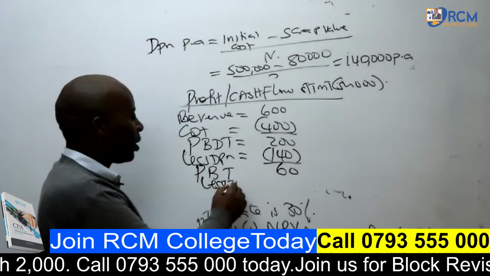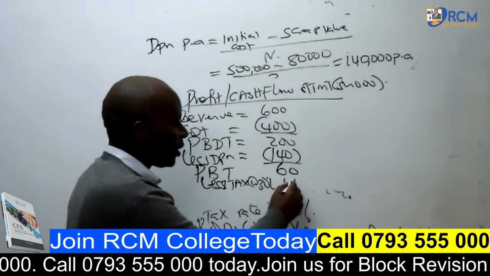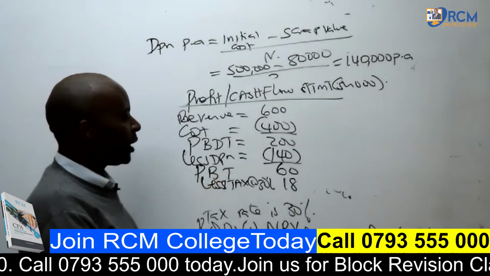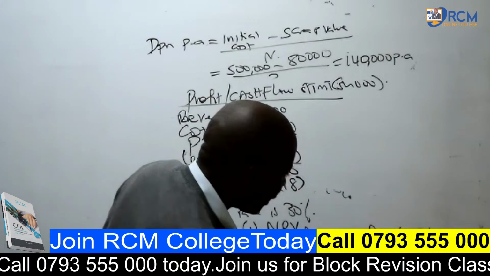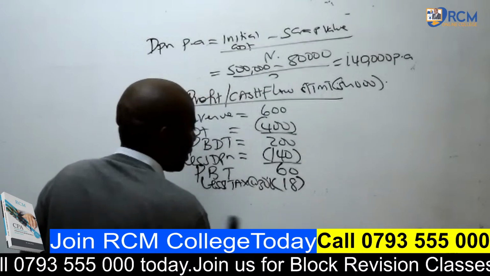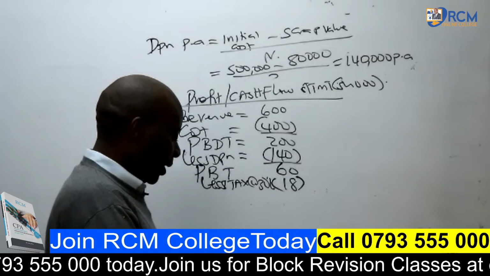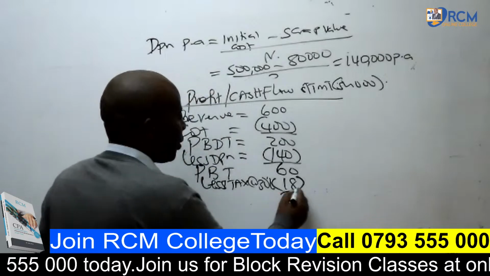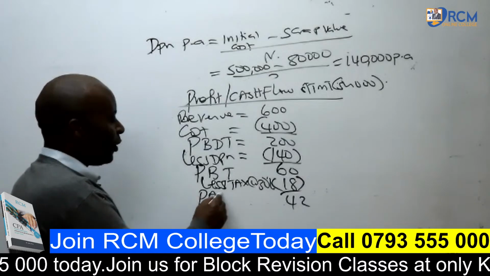What is the rate of tax? It's 30%. So 30% of 60 gives us what? 18. 30% of 60 gives us 18. When you subtract, ladies and gentlemen, what are you able to get? Here we are able to get 60 minus 18, which gives us 42. So what name do we give to this figure of ours? It's after taxation. So this becomes profit after what?